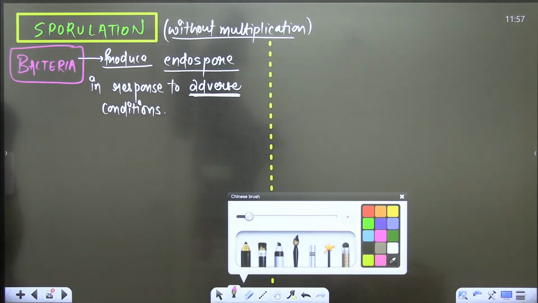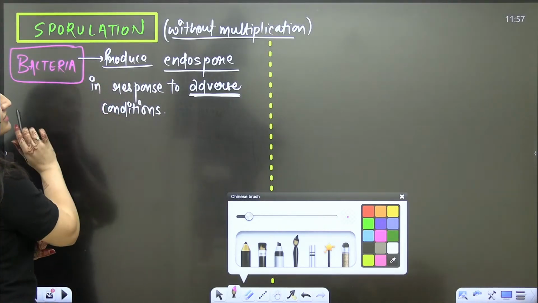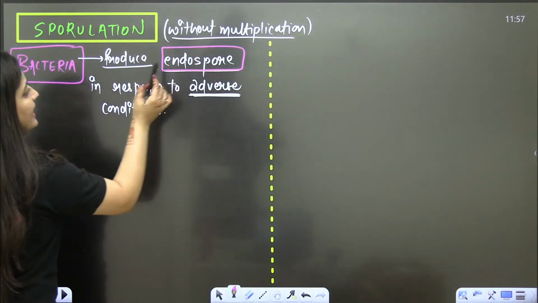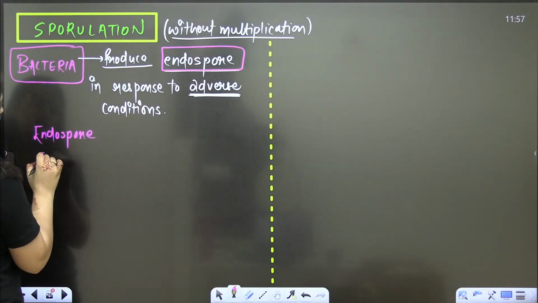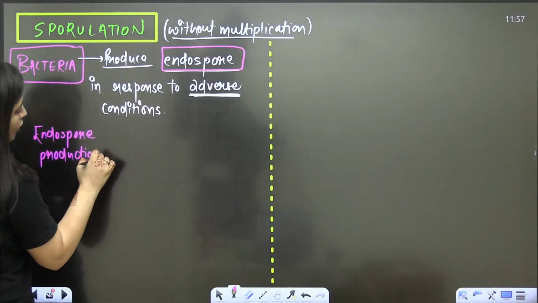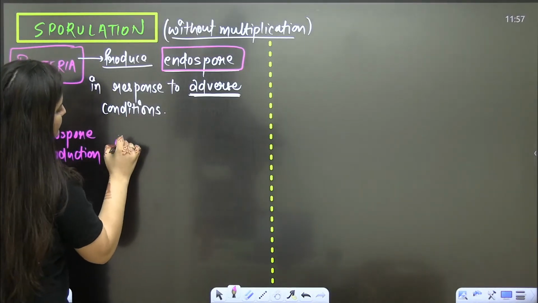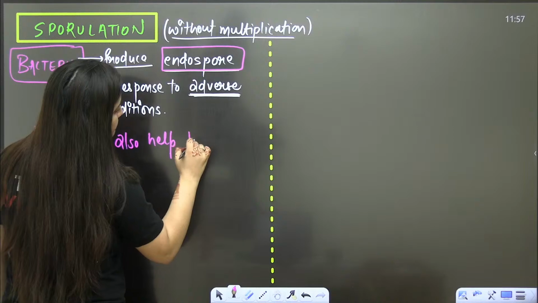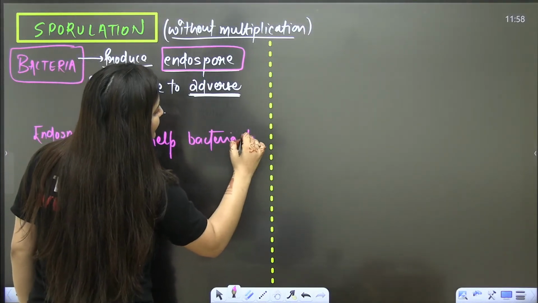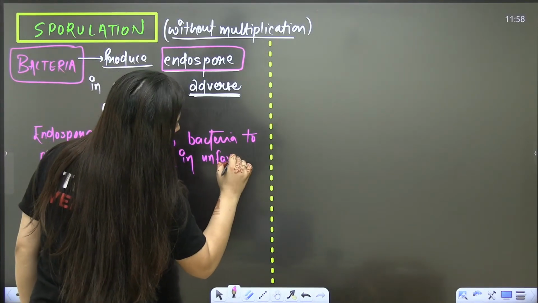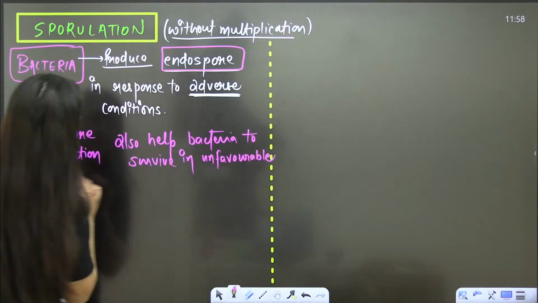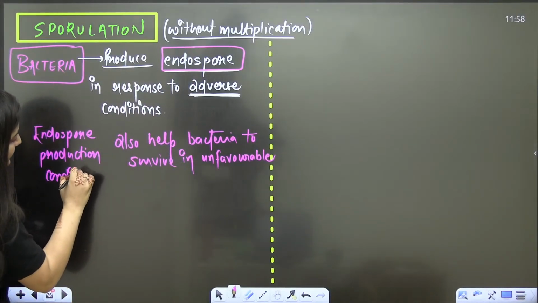They'll produce it inside the bacterial cell. So this endospore production, because endospore will form inside the bacteria, can also help bacteria to survive in unfavorable conditions. Am I right? Definitely this is helping the bacteria in that way.